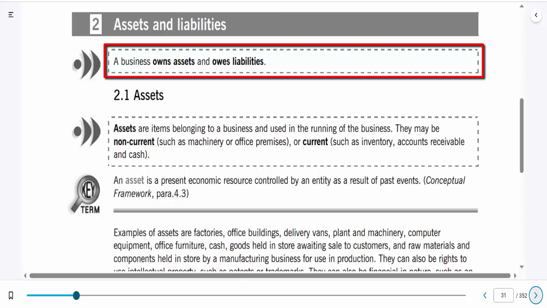Think of assets as anything valuable that belongs to the business and can help it make money. For example, a business might own things like cash, equipment, buildings, or vehicles. Just like you might own a phone or a computer, a business has its own valuable items too. Those are called assets.